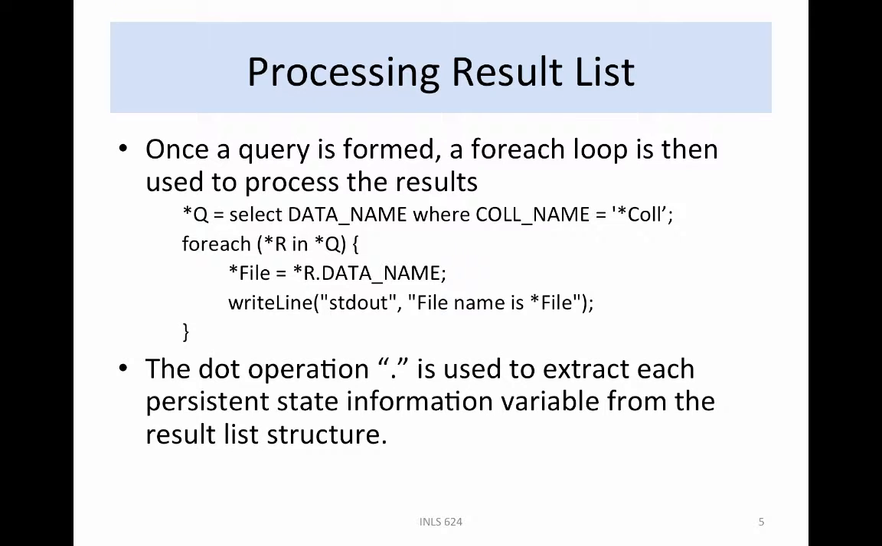After the query is formed, a foreach loop is used to execute the query and loop over the result list. In this example, the file names in a collection are found and listed. *Q = select DATA_NAME where COLL_NAME = '*coll'. foreach(*R in *Q) { *file = *R.DATA_NAME; writeLine("stdout", "file name is *file"); } The dot operation is used to extract the file name from the result list structure and store the name in a string workflow variable. The output from this code will be a listing of all of the files in the collection with each file name on a separate line.